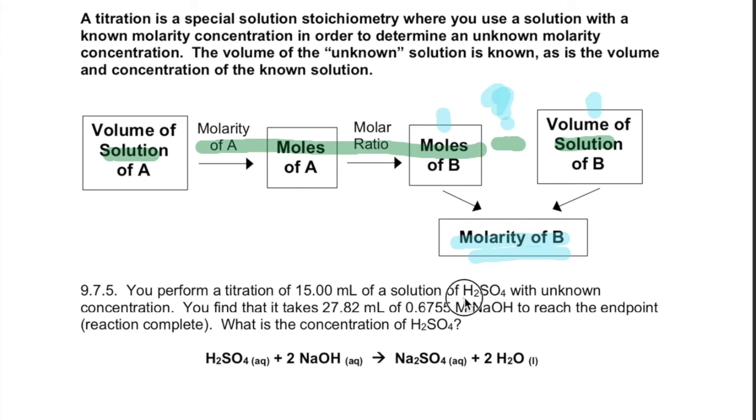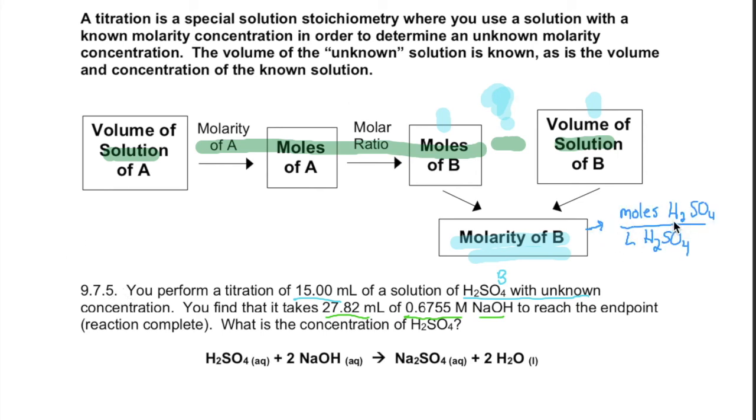Our unknown concentration is sulfuric acid. So this is our B. Our sulfuric acid has an unknown concentration. But you do know the volume. See how you know the volume of B, you just don't know the concentration. What you do know, both the volume and the concentration of, is a sodium hydroxide solution. So that's what we're going to start with. That's our A. We'll get our moles of sulfuric acid from that.